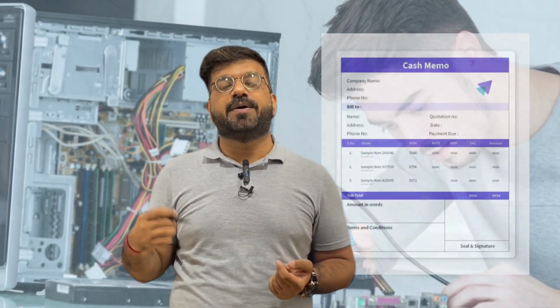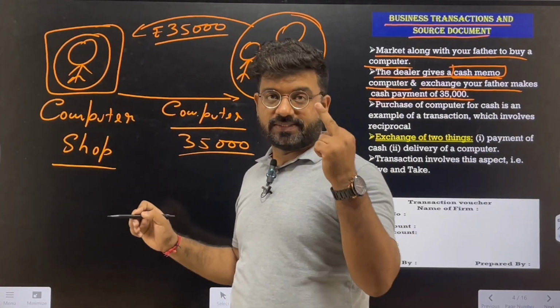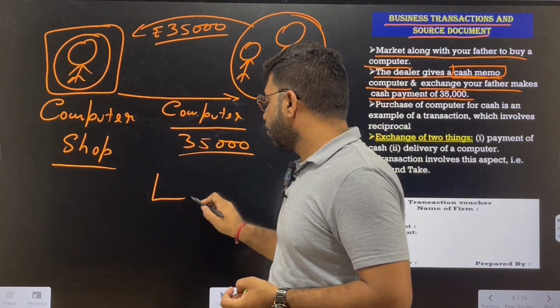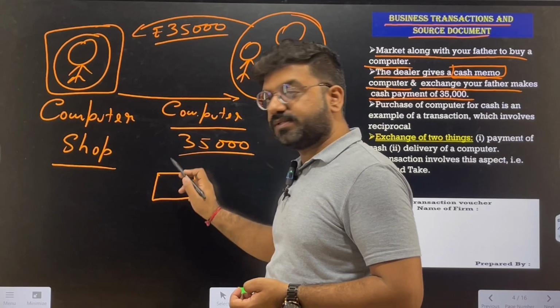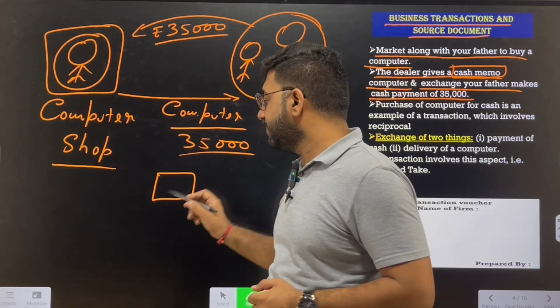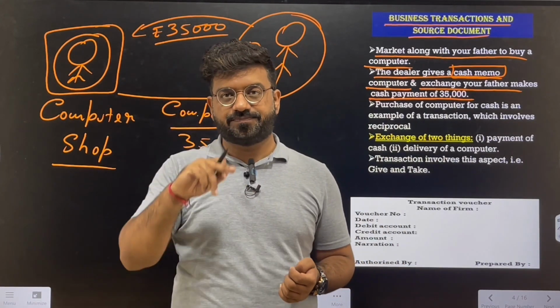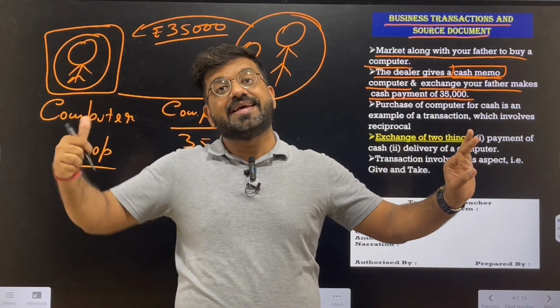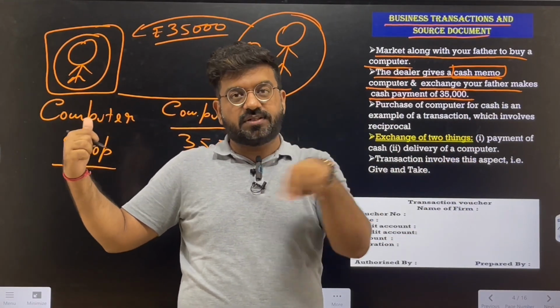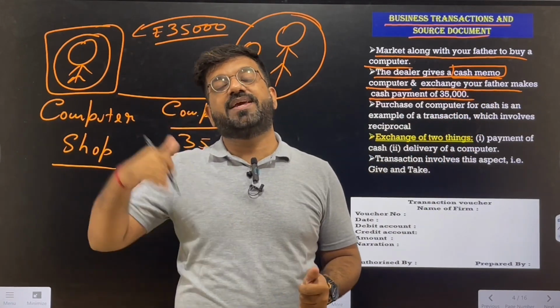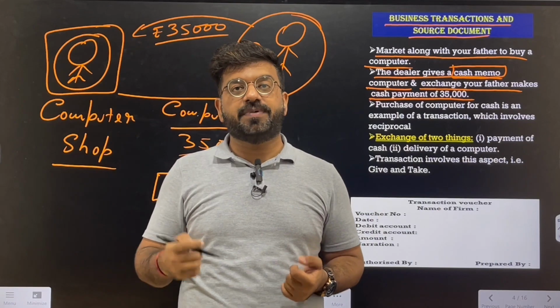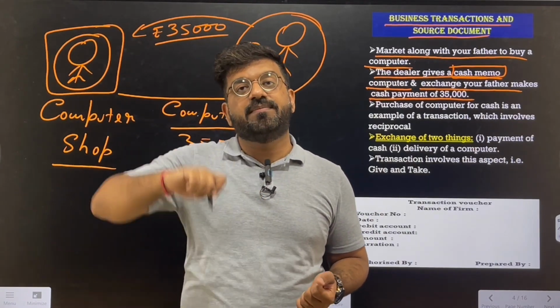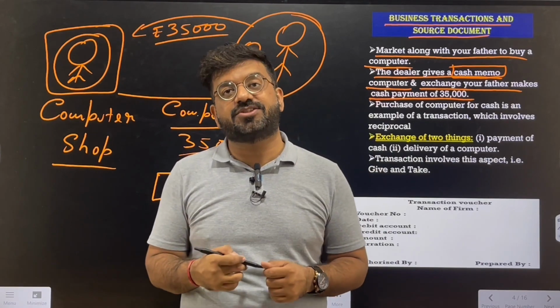Okay, so a cash memo. This cash memo has two things. First is the original receipt, and at the back of this is the carbon copy. Carbon copy simply means that when you have a receipt saying that you have purchased, the original will be given to you and your father, and the copy of the same will be kept by the shopkeeper for his records. With that source document, the shopkeeper will be able to record the transactions in the journal entries.